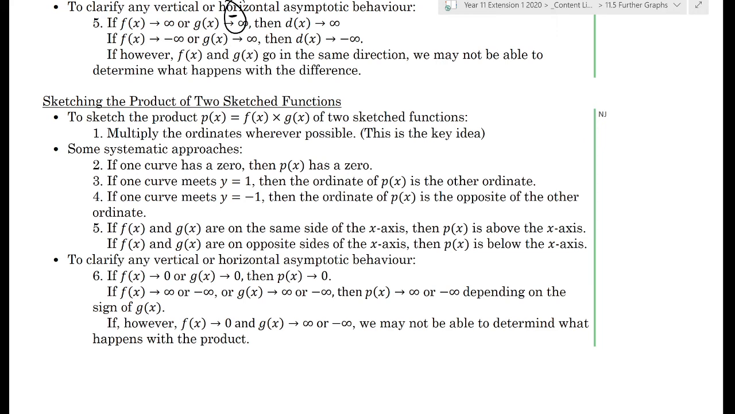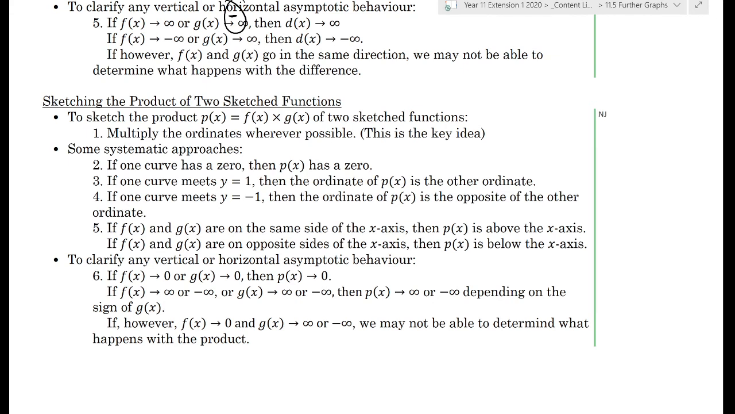So multiply the ordinates wherever possible. That's what you're trying to do. You're trying to multiply those y coordinate parts. Now, easiest way to do it. If one curve has a 0, then P of x has a 0. What's any number times by 0? 5 times 0? Well, that's just 0. So wherever either of the functions has a 0, your function is also equal to 0.